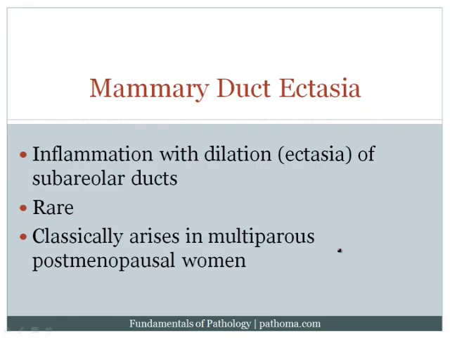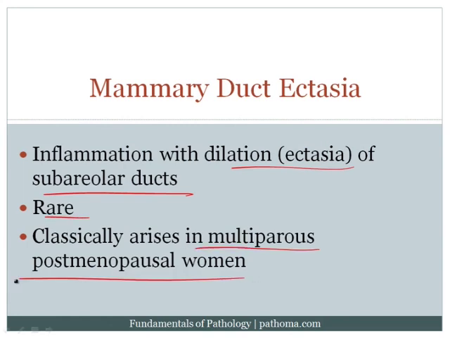So I say mammary duct ectasia is inflammation with dilatation of the subareolar ducts. It's relatively rare. It classically arises in multiparous postmenopausal women. Now this is very important. The classic history on an examination would be that you would have a multiparous woman, but I want to highlight here that this is a mass, right, because it's going to form a mass because of the inflammation. This is a mass in a postmenopausal woman.